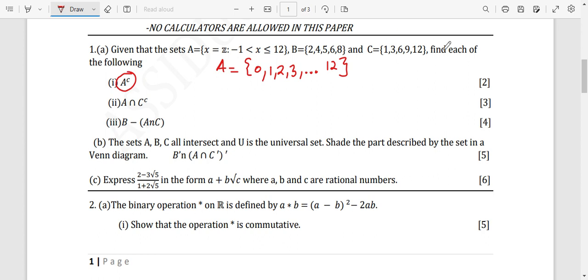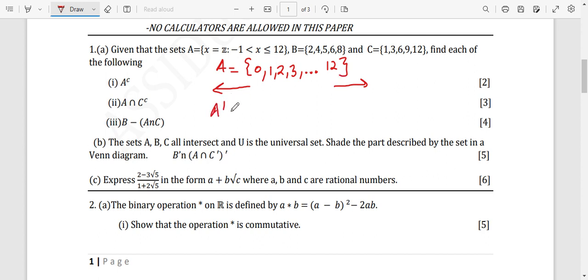Now you want A complement. The tricky part with this question is that I haven't been given the universal set. So that means the universal set is all the integers going in this direction from 0 and all the integers going in this direction from 12. Now please, these are not real numbers, so don't use intervals.